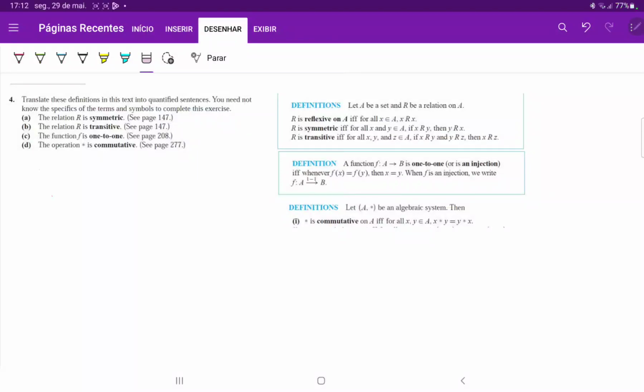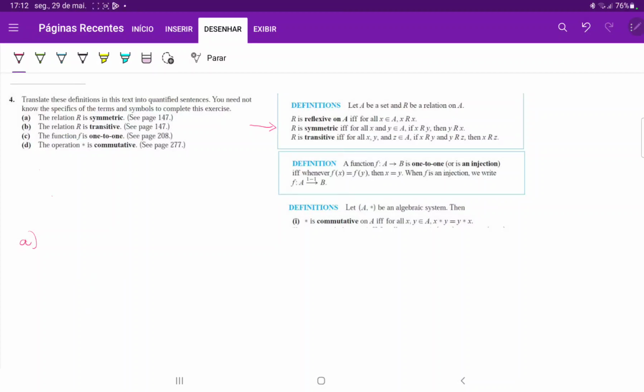So for number 4, we're translating these definitions into quantified sentences. So let's begin with A. The relation R is symmetric. And I've pasted here the definitions so that we can reference them. So we're talking about R is symmetric, this one.